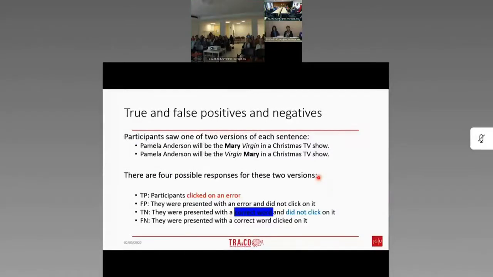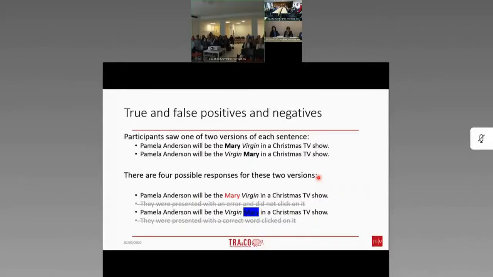And so participants saw either the Mary Virgin or they saw the Virgin Mary, and of course the Virgin Mary is the correct one. And then there are four possible interactions with the sentence. Either they can click on the error and say, well, this is wrong, the Mary Virgin is wrong, or they can not recognize the error. Or if they see the Virgin Mary, say that it is correct and not click on it, or they can click on the correct word and say this is wrong.